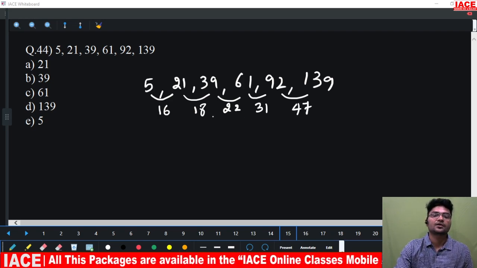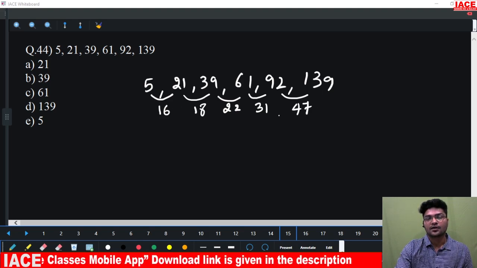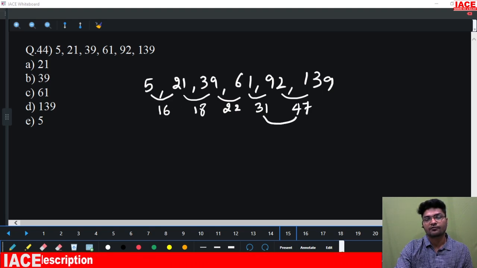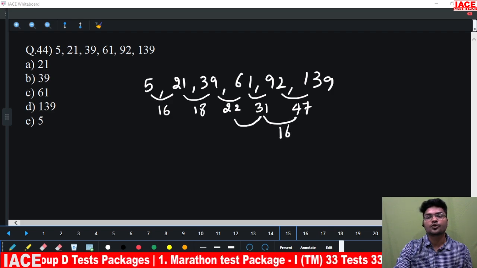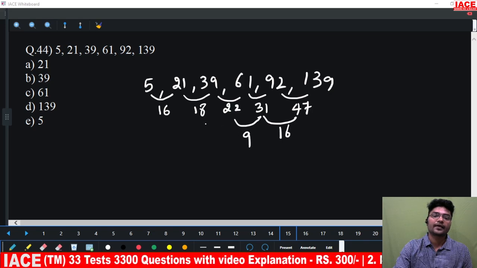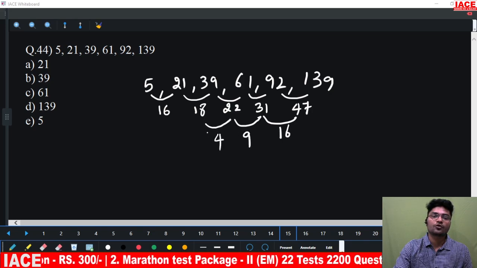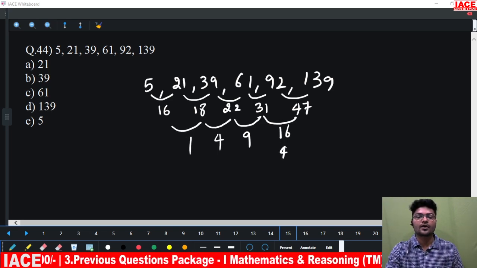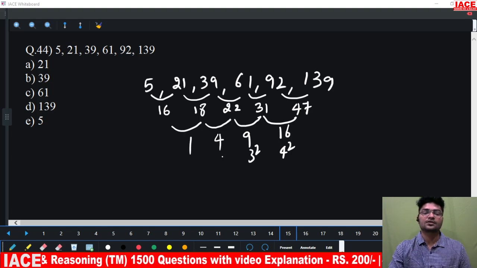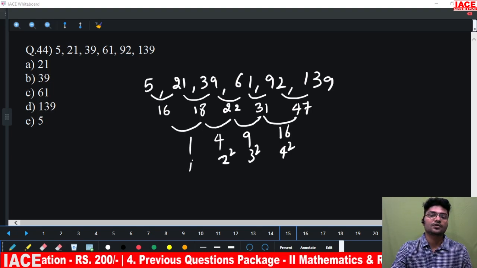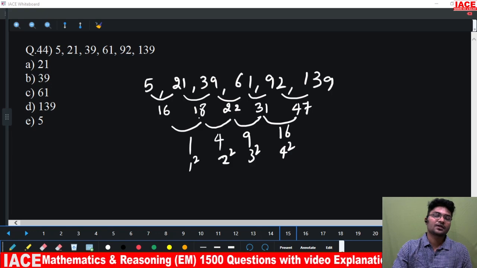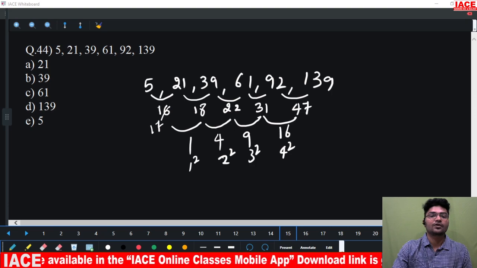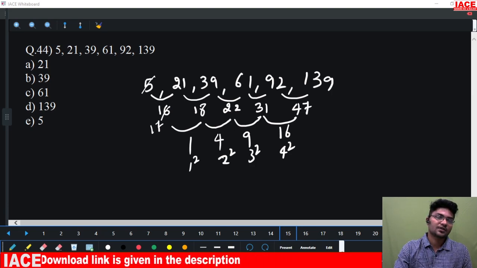If I go to one more level of finding out differences, 31 to 47 is 16, 22 to 31 is 9, 18 to 22 is 4. So this has to be how much? This has to be 1, because this is 4 square, this is 3 square, this is 2 square, and this has to be 1 square. Now 1 square means 18 minus 1 will be how much? 17. If this is 17, 22 minus 17 will be how much? This has to be 4.